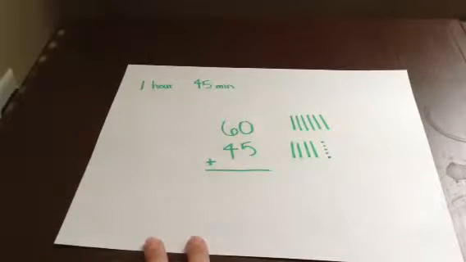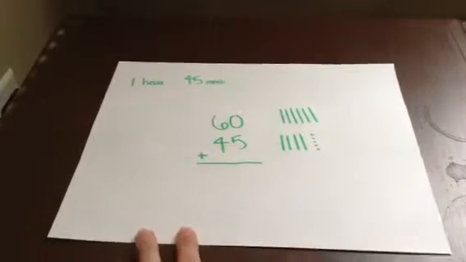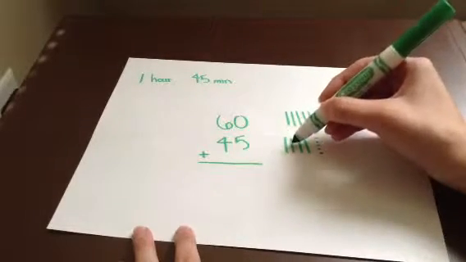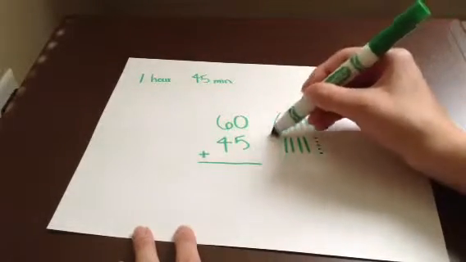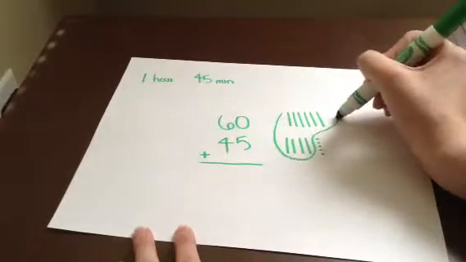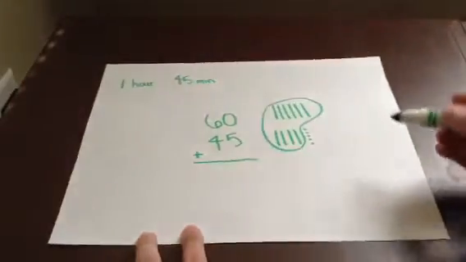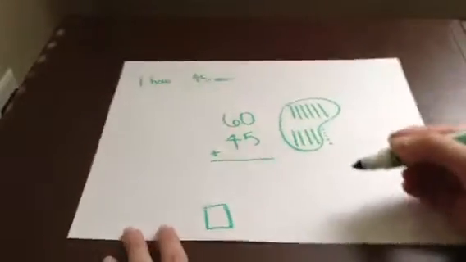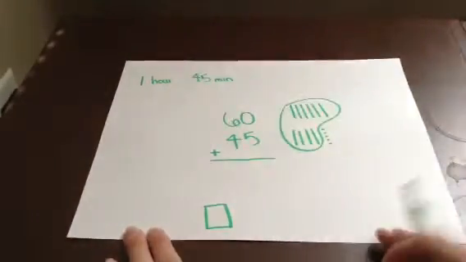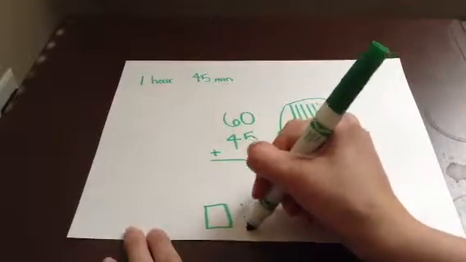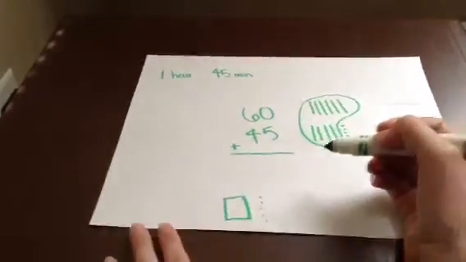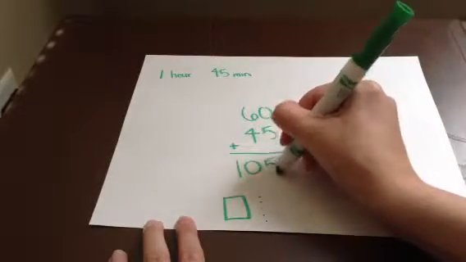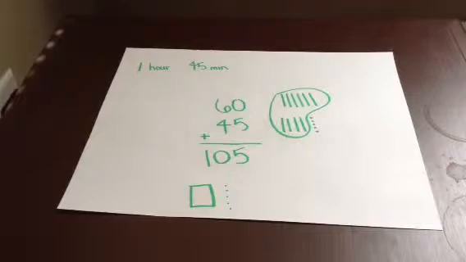I need to make 10 to see if I can make a hundreds flat. I have 10, 20, 30, 40, 50, 60, 70, 80, 90, 100. So I can take this and regroup it into a hundreds flat. And then I have 1, 2, 3, 4, 5 left over. So 60 plus 45 is 105. So this is what we started with.